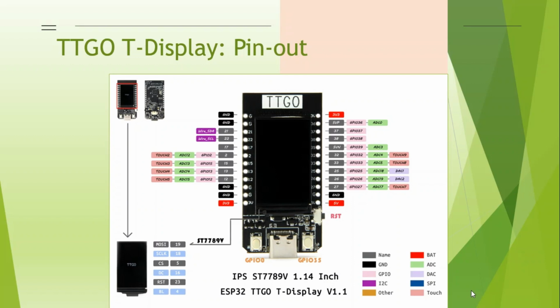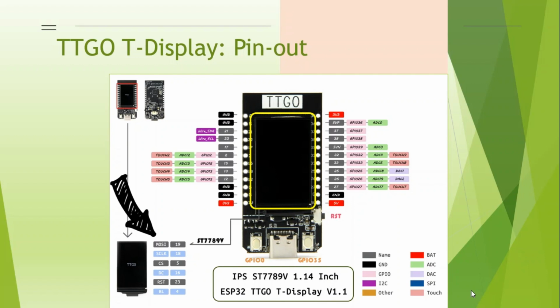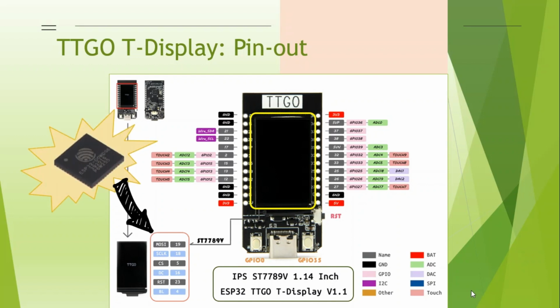The 1.14-inch display on board is connected to the SPI interface available on the ESP32 processor. The TFT display's SPI pinout connections to the GPIOs of the ESP32 processor are shown in the picture. We will need to note down the GPIO number details for the Arduino sketch.